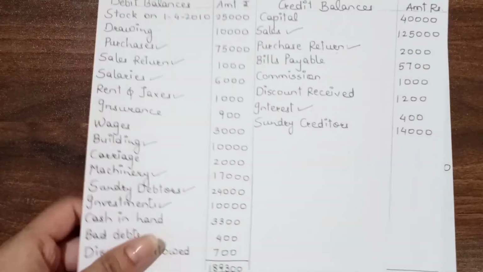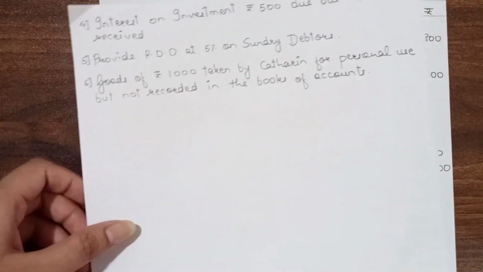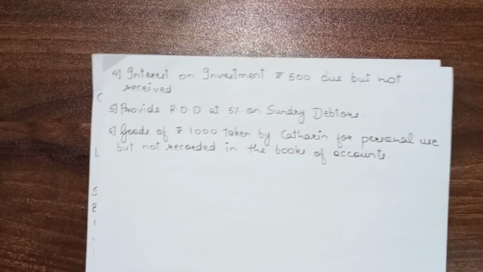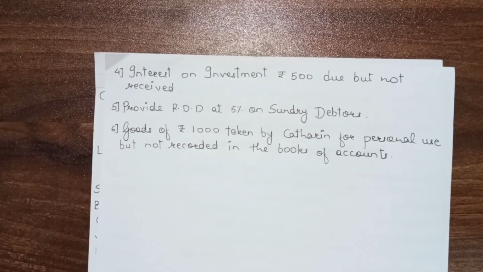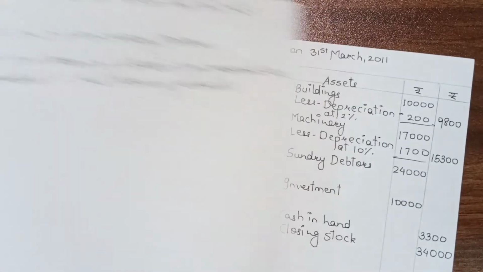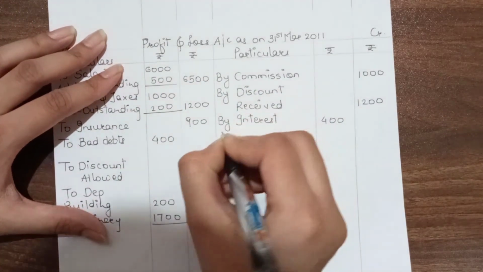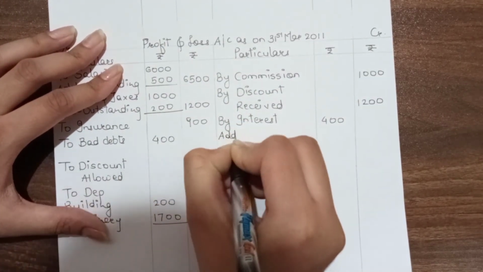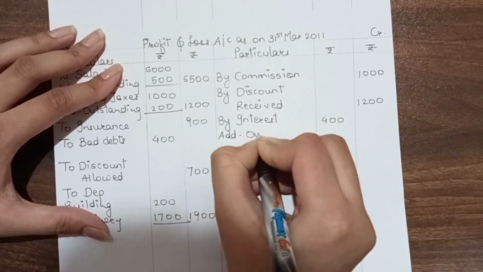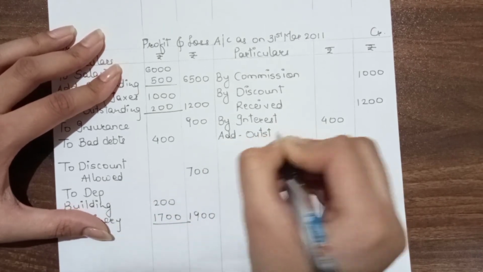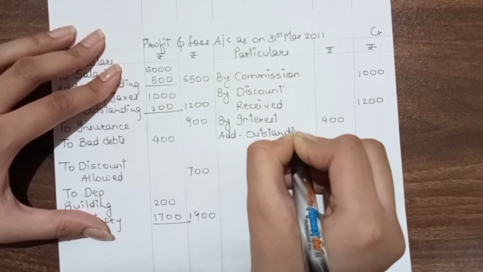So we are done with this also. Now the next adjustment. Interest on investment, rupees 500 due but not received. So this is a receivable interest. So the first effect will be in the interest, that is we have to add outstanding, that is we are going to receive it. That is why add outstanding, or even you can say receivable interest, whatever word you find easy.